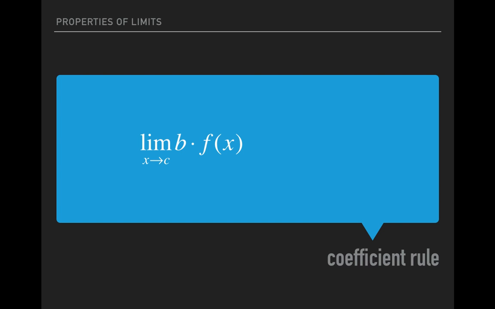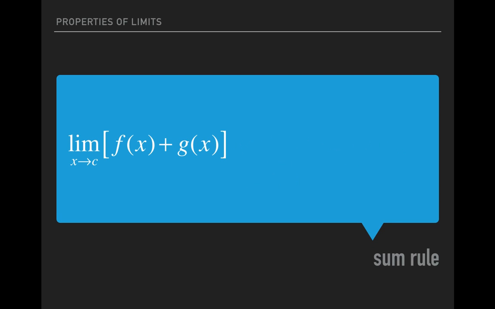Coefficient rule. Okay, you have b times the function f. And what's the limit of that as it's approaching c? Well, it would just be the limit of b times the limit of the function as those are approaching c. And then you have to look back to our previous ideas. Okay, the limit of a constant is just the constant, and the limit of your function we already defined as L, so it would be b times L. This is going to be used a lot. Okay, so that's the coefficient rule.